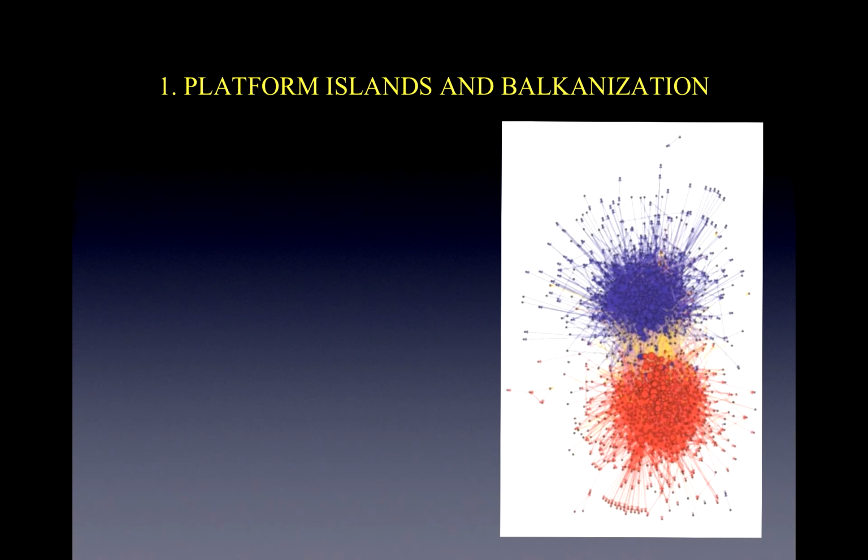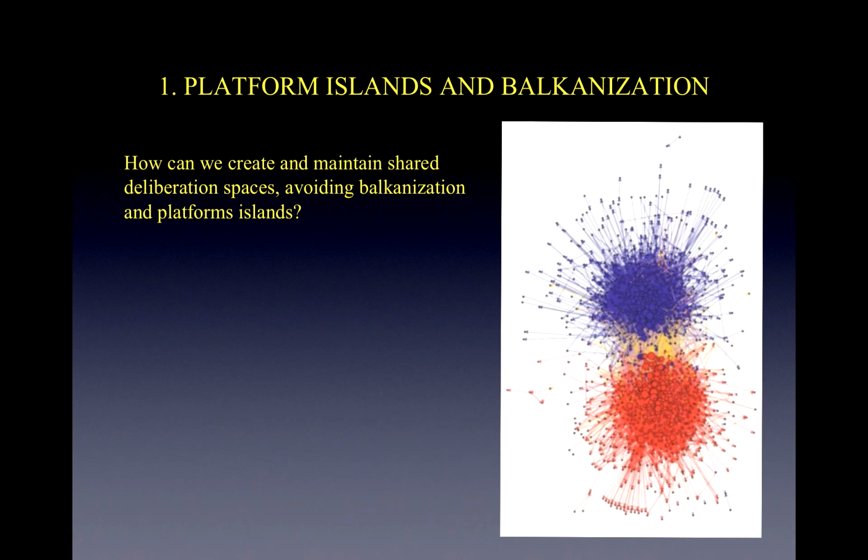The first pain point is platform islands and balkanization. The question is, how can we create and maintain shared deliberation spaces, avoiding the balkanization that can often occur with social media? The figure on the right, for example, shows the connections between left and right-leaning political blogs in the United States, right being red, left being blue, and the lines indicating the connections between the blogs.